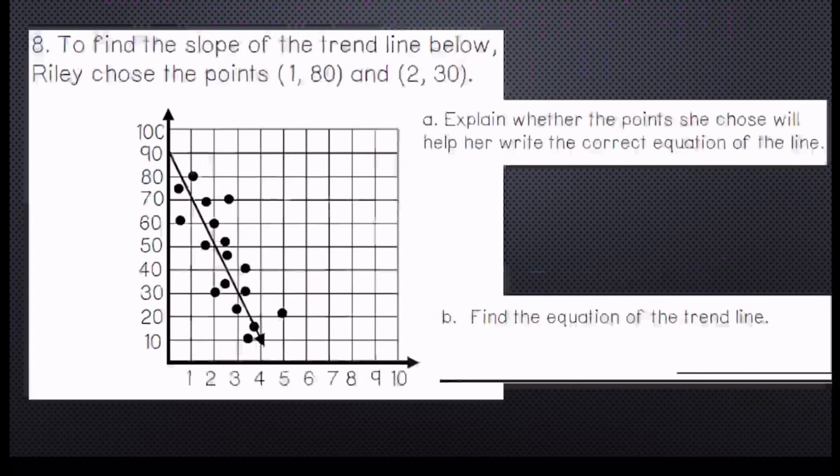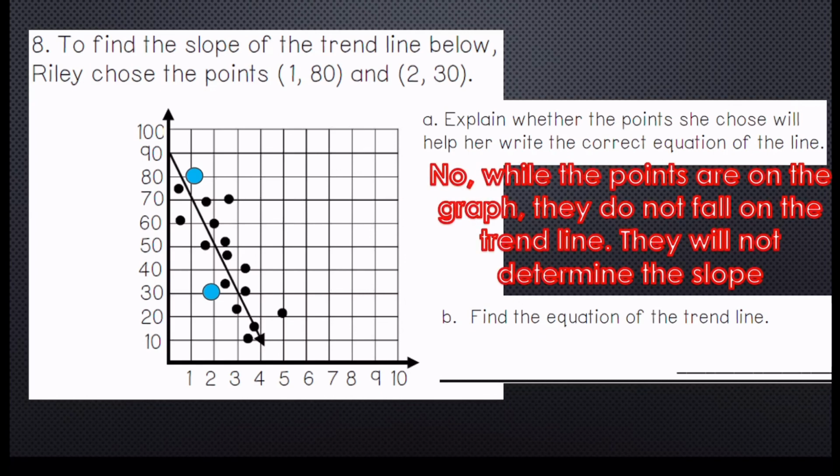So to find the slope of the trend line below, Riley chose 2 points. So she chose 180 and 230. So the question is, are those points she chose going to help her to write the correct equation of the line? Those are points on the graph, but they're not going to help her write the equation of the line because they don't fall directly on that graphed line.